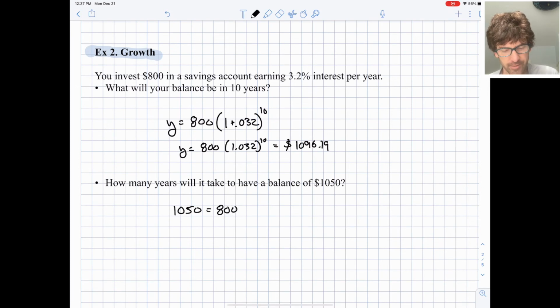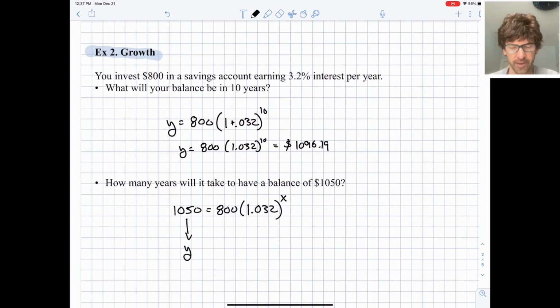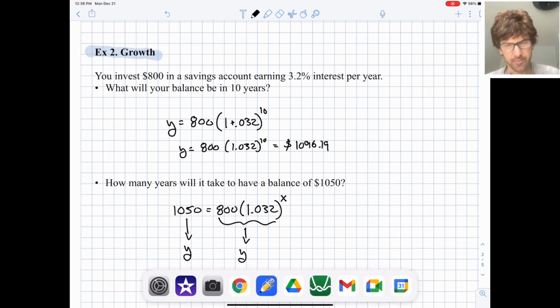Again, we're starting with 800, and we have our base of 1.032, and in this case, t or x, our exponent, is unknown. We're curious about how many years it'll take. This is a problem that we don't have the skills to solve right now with a basic calculator. I'm going to show you how to do this on Desmos. Okay, we're going to type in y equals 1,050, and then we're also going to type in y equals 800 times 1.032 to the x, and we're going to look for an intersection point. I'll go over to Desmos. I can't annotate the Desmos graph, so I'll just talk you through what I'm doing, and then we'll come back here with our answer.